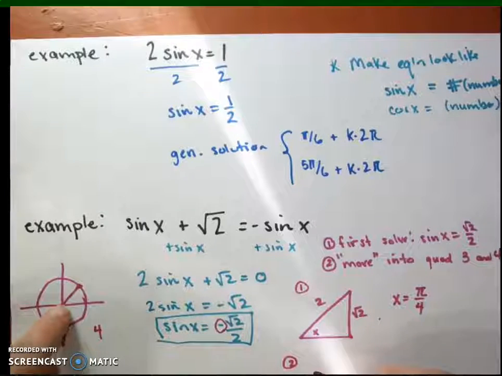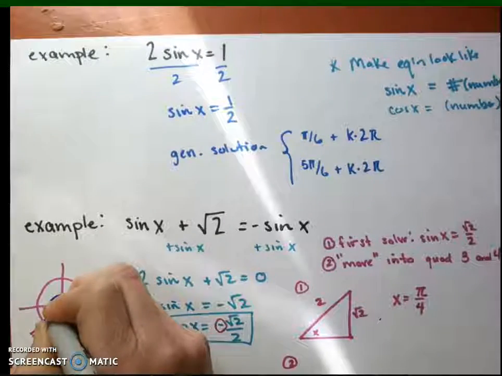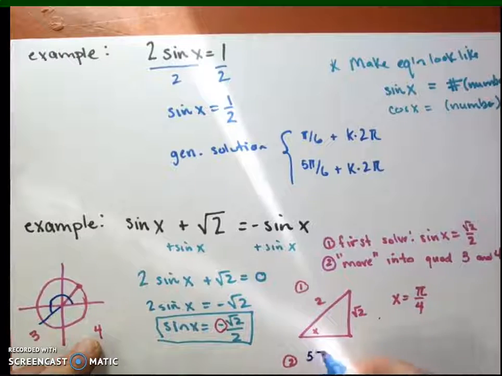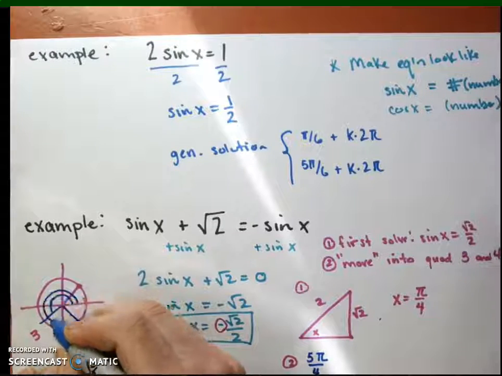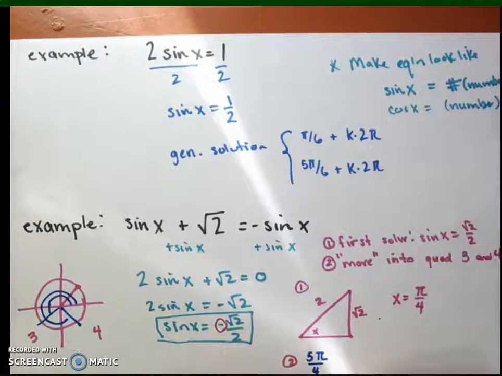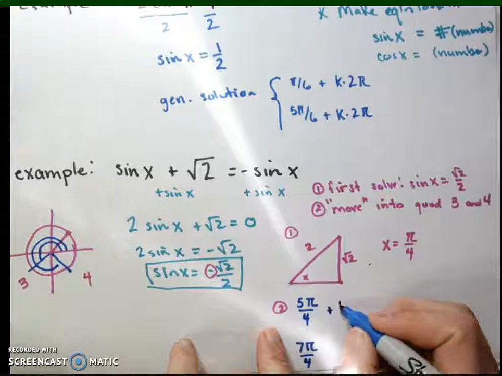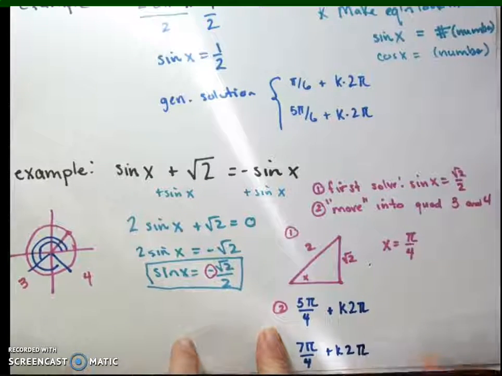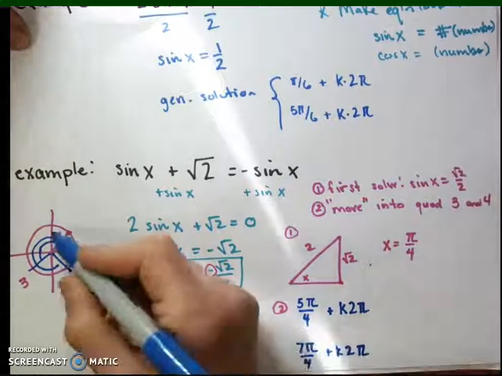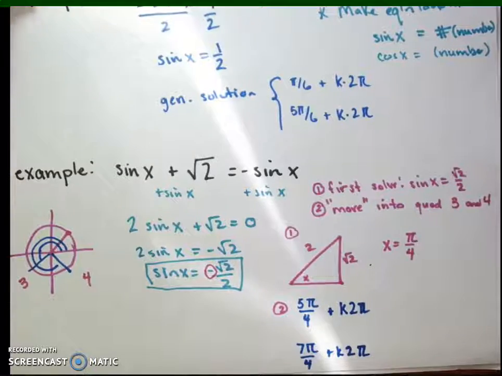Step 2, the equivalent of pi over 4 in quadrant 3 is pi plus pi over 4. So that's 5 pi over 4. And in quadrant 4, it's almost 2 pi, but it's pi over 4 short, so it's 7 pi over 4. Now to get my general solution, I just add on multiples of 2 pi, because it will keep repeating as I make full circles and get back to these spots, 5 pi over 4 and 7 pi over 4.